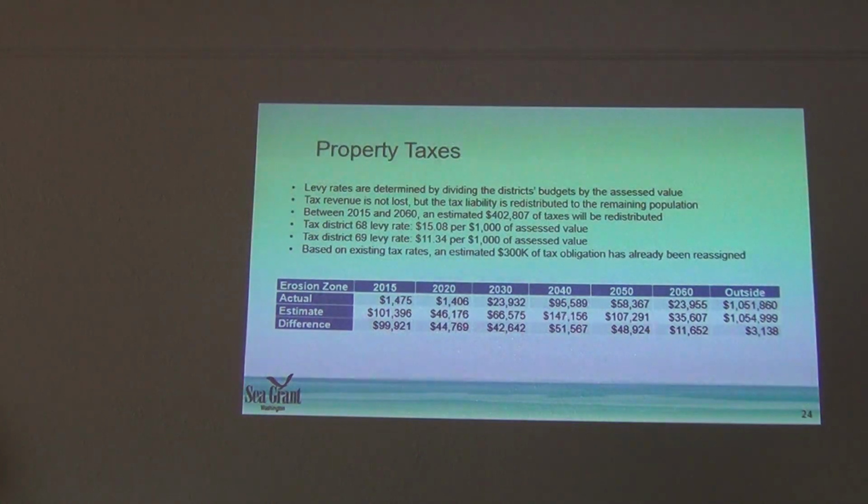So for every home they have to downgrade a value, either because it's eroded away or because it's in an erosion zone, and so they just basically give it a value of 0. That means that everybody else that lives in that same taxing district as you is now responsible for your tax burden, and that just gets bigger and bigger every single time. So up to this point, they had to redistribute about $300,000 in tax obligation from people that were in the erosion zone onto other people.